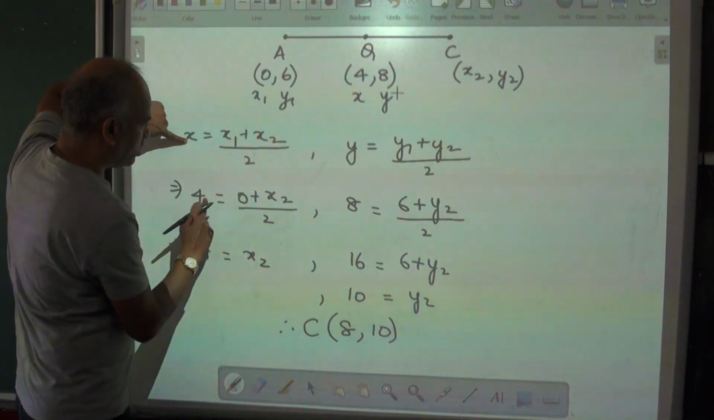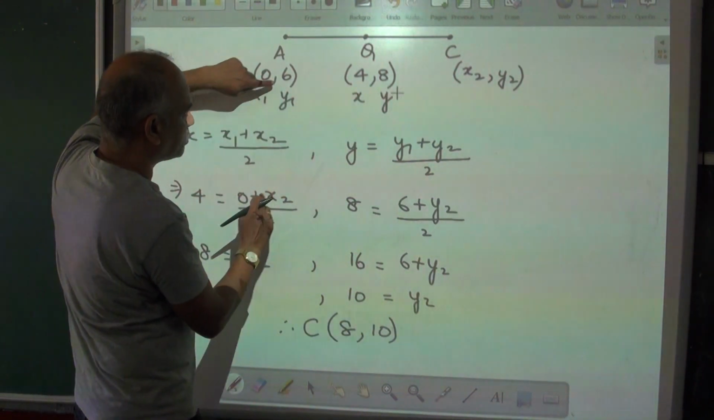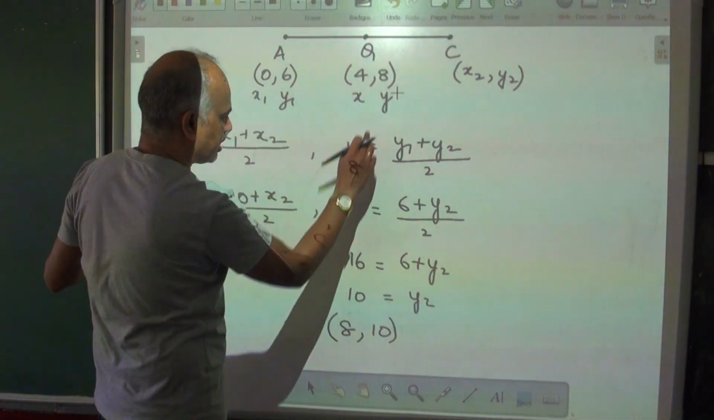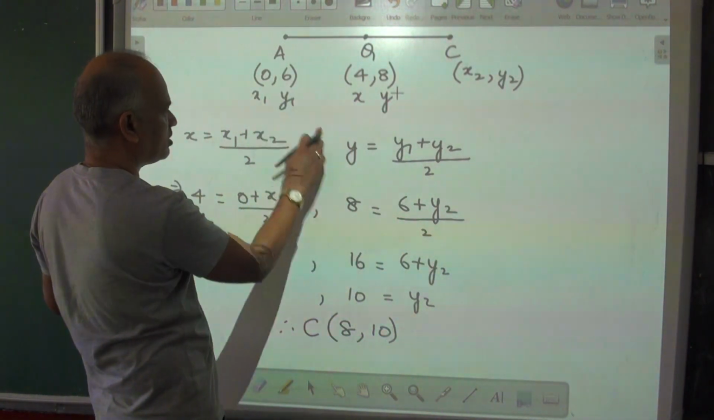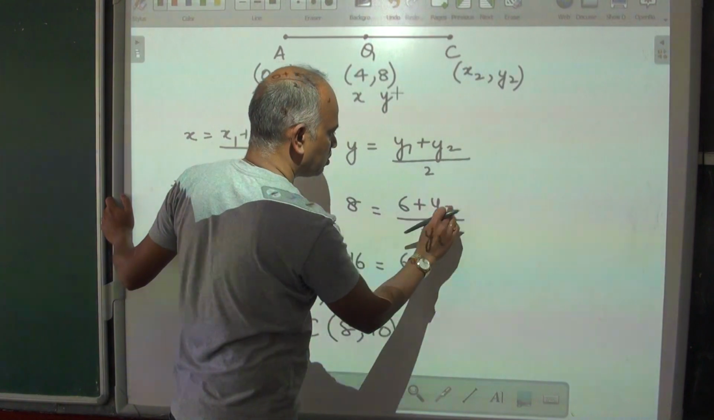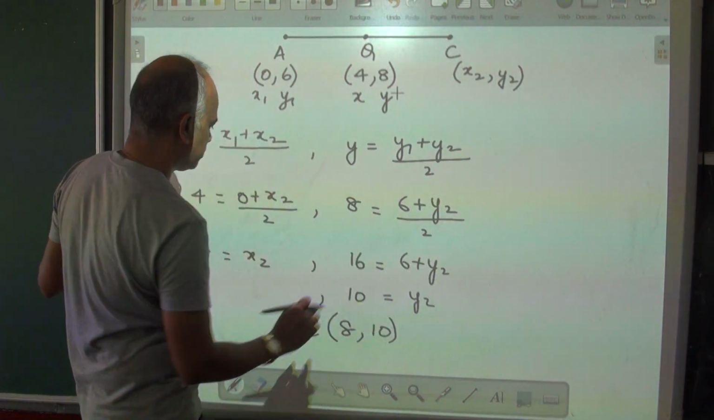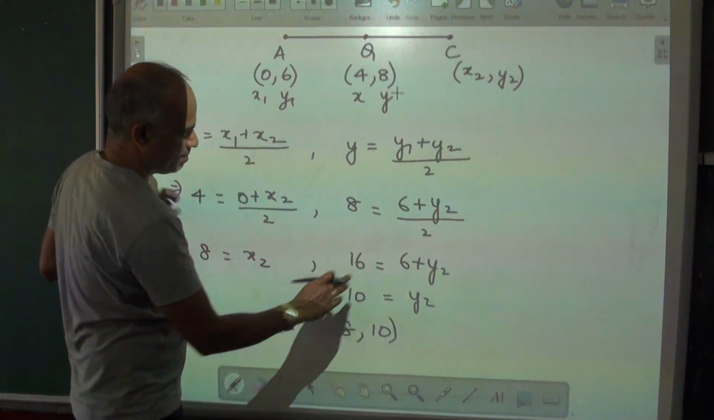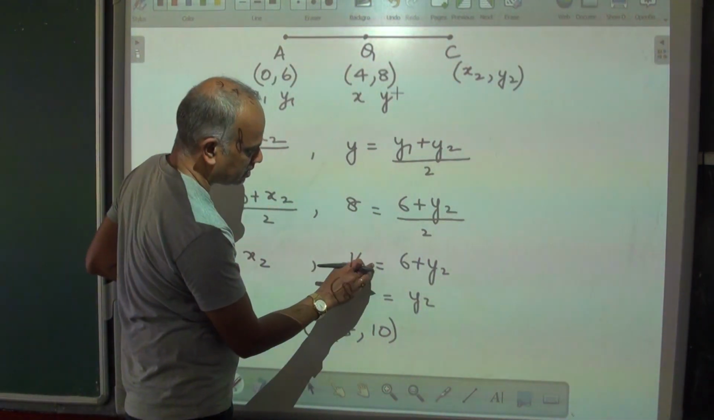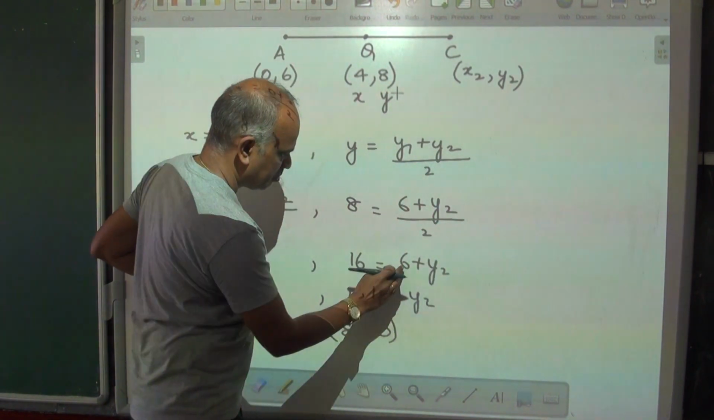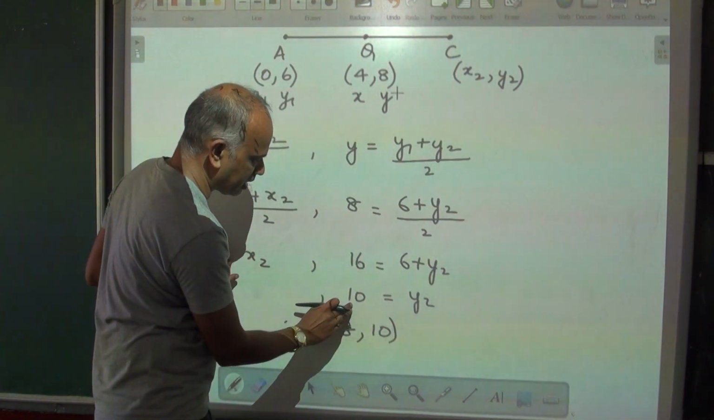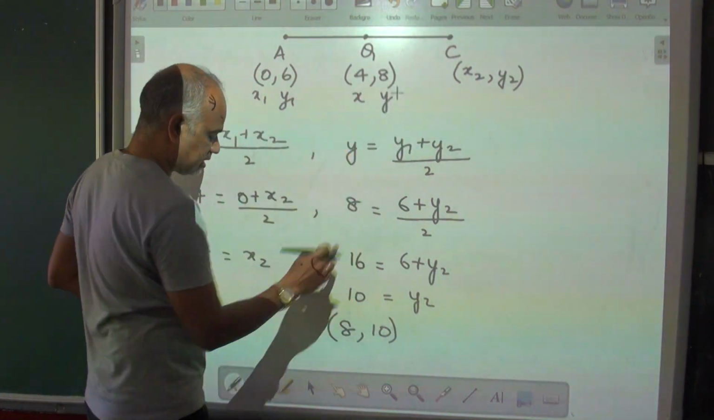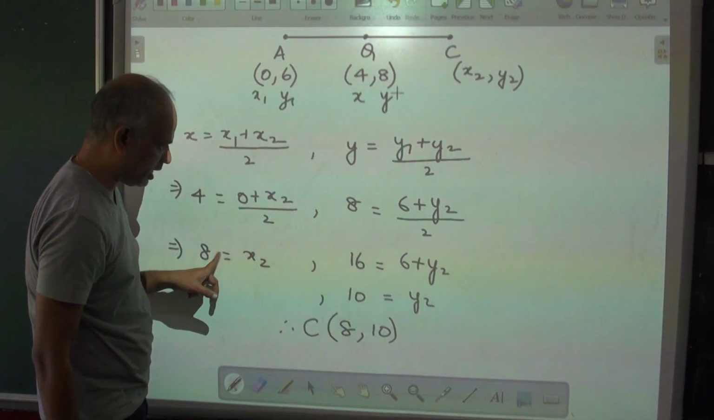X is 4, equal to x1 is 0 plus x2, you don't know, so x2, divided by 2. Y value is 8, equal to y1 is 6 plus y2, you don't know, so y2, divided by 2. Multiply this here, 8 is equal to 0 plus x2, is x2. Multiply this here, that 16 is equal to 6 plus y2. Bring the 6 this side, 16 minus 6 is 10 is equal to y2. Therefore, the unknown coordinates were C. C's coordinates are 8 and 10. Okay.